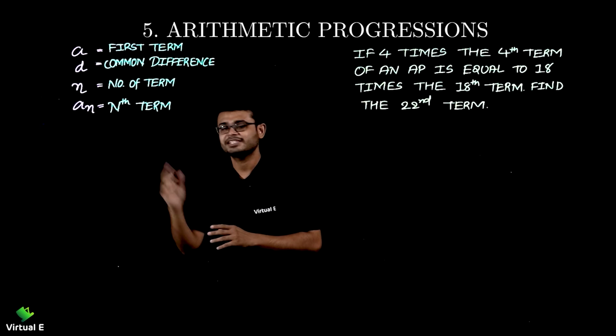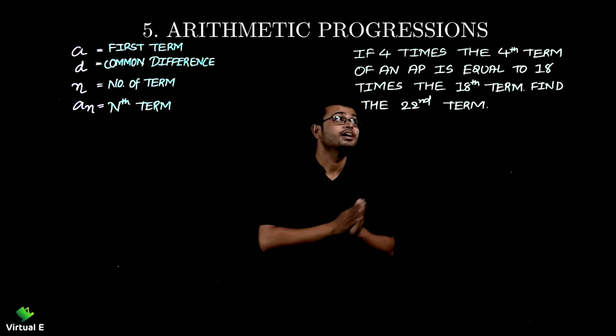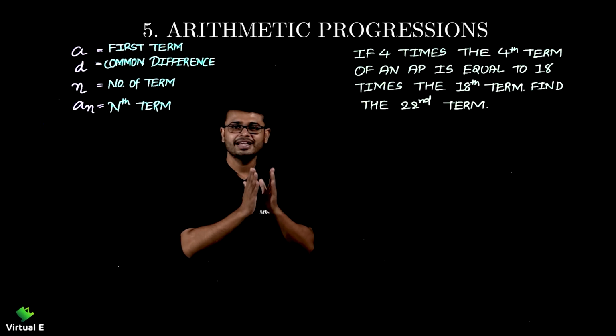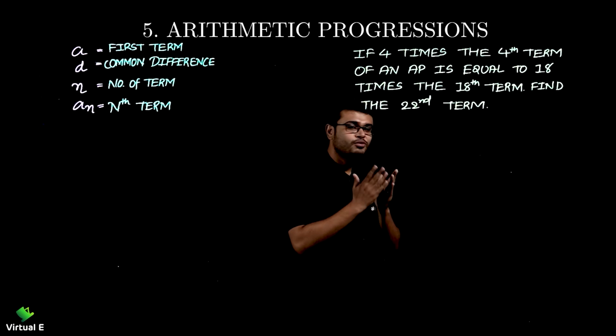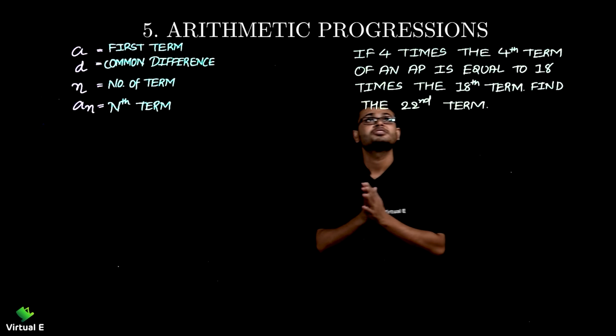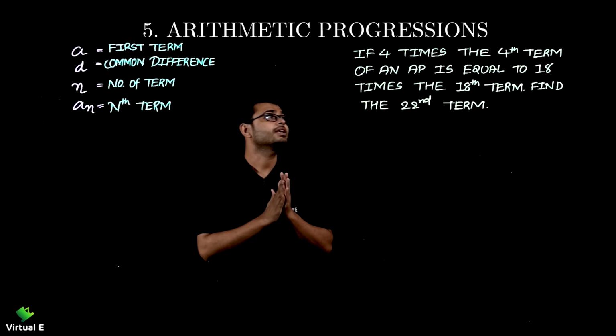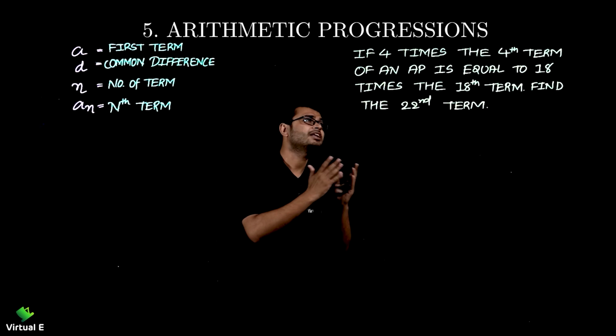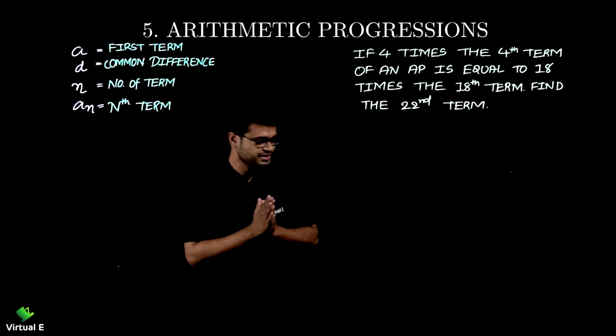Only A and N is given. Basically N is only given. 4th term, 18th term, 22nd term, and the question is over. Very less information is given. No worries, we can still solve it. So how shall we start? First of all, let's assume that the first term is A, the common difference is D, and N values we have 3 different. So let's start with it.